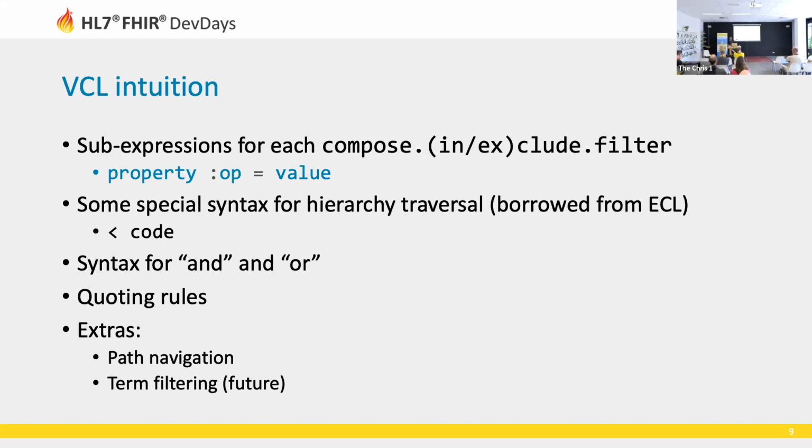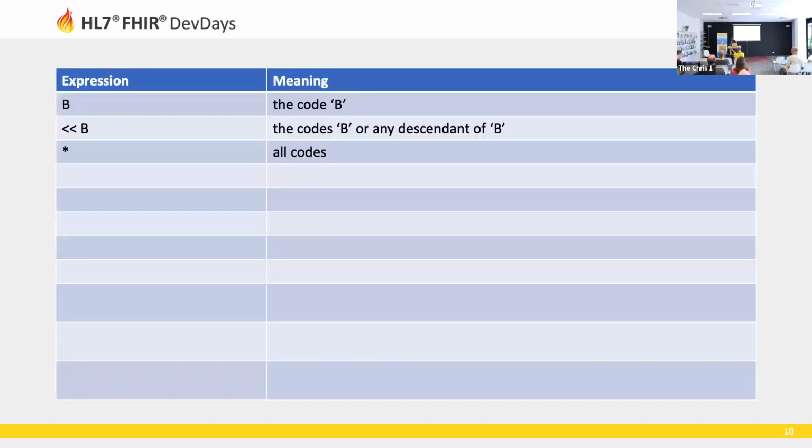We have some quoting rules, so where you have string values, you put double quotes around them. Where you have non-trivial codes, you put single quotes around them, and there are escaping rules for the quoting. And where you have URIs, you put angle brackets around them, so the less than, greater than. And then there are a couple of extra features that you can't do in a ValueSet.compose, so the path navigation stuff, and then the term filtering. This is not actually in the current proposal yet, and if I have time, I'll talk about why it sort of got stuck. So some quick examples.